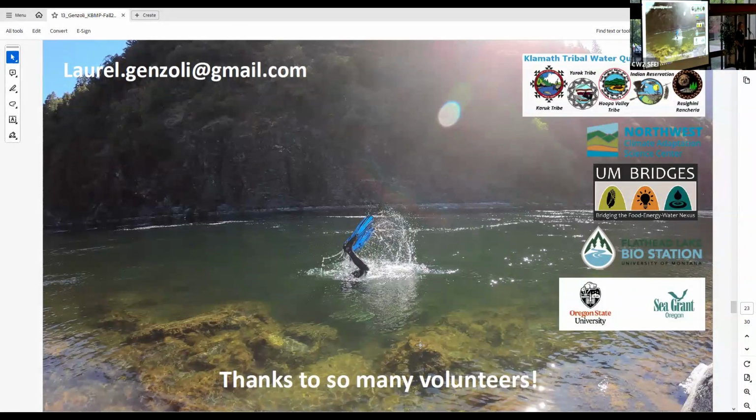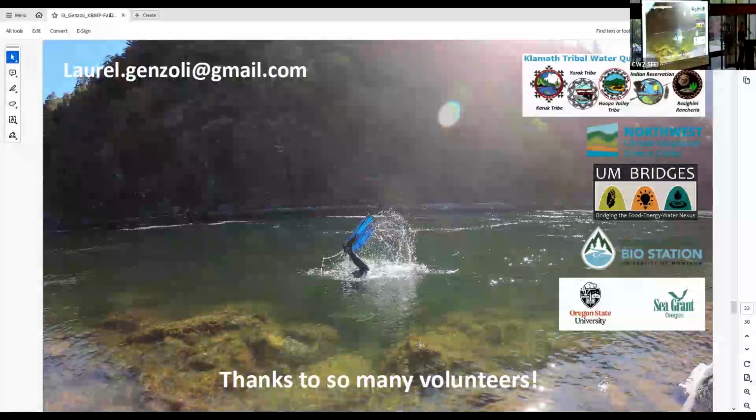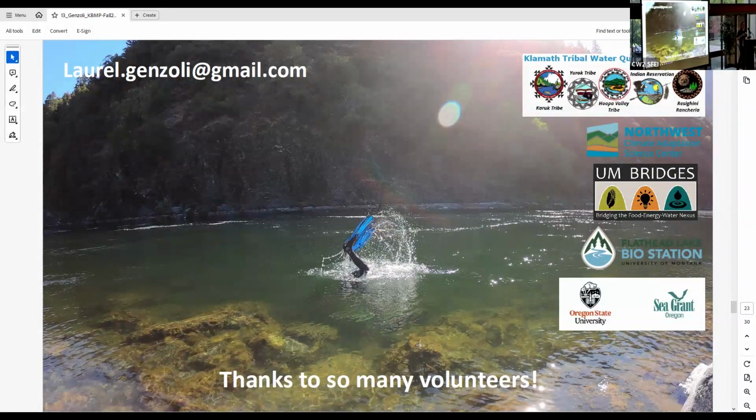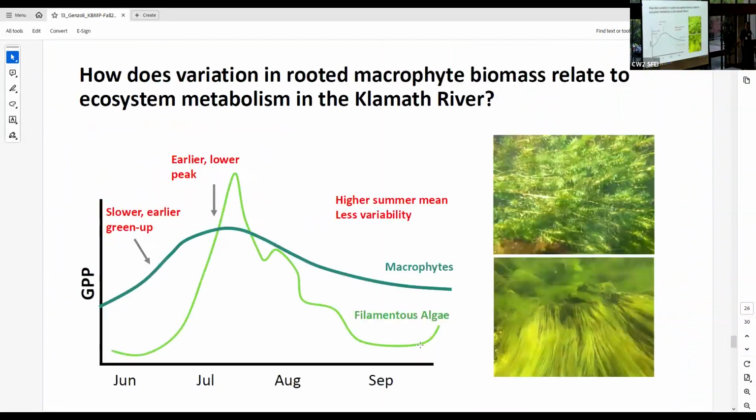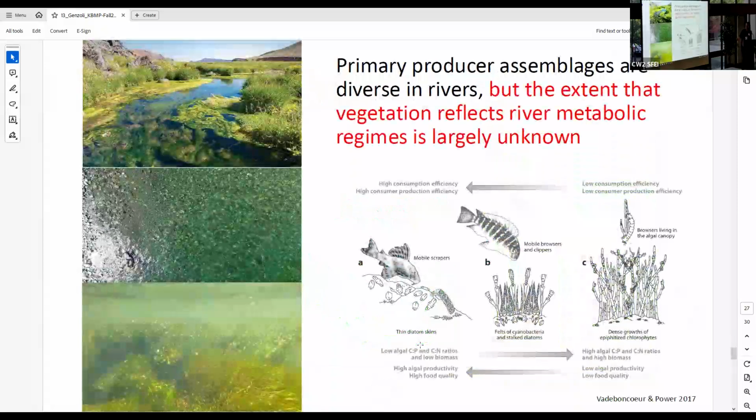So she's serious. I wanted to ask if the different turnover time for macrophytes versus algae has an impact on the metabolism at sites that are dominated by either one. Yeah, I totally think they do. That's a core thing, and I took the slide out because I felt like I was going to be over time. But I have some secret slides here.